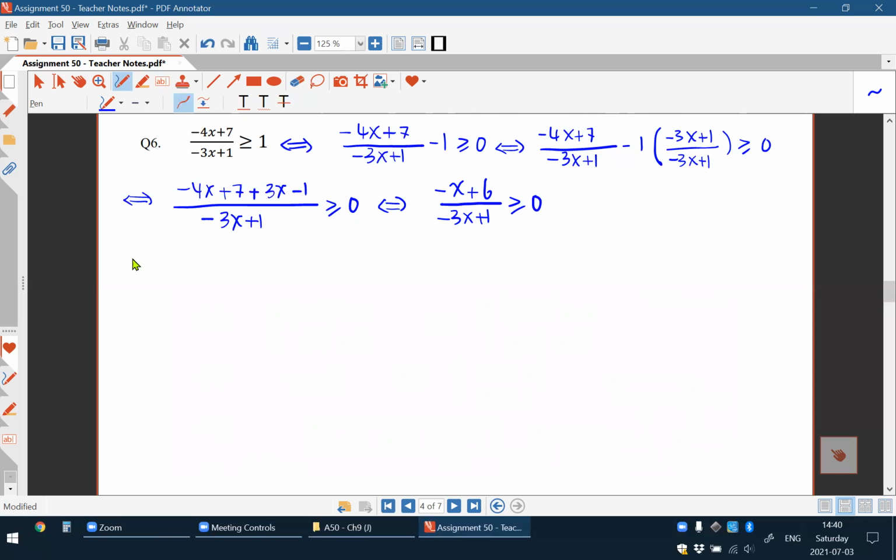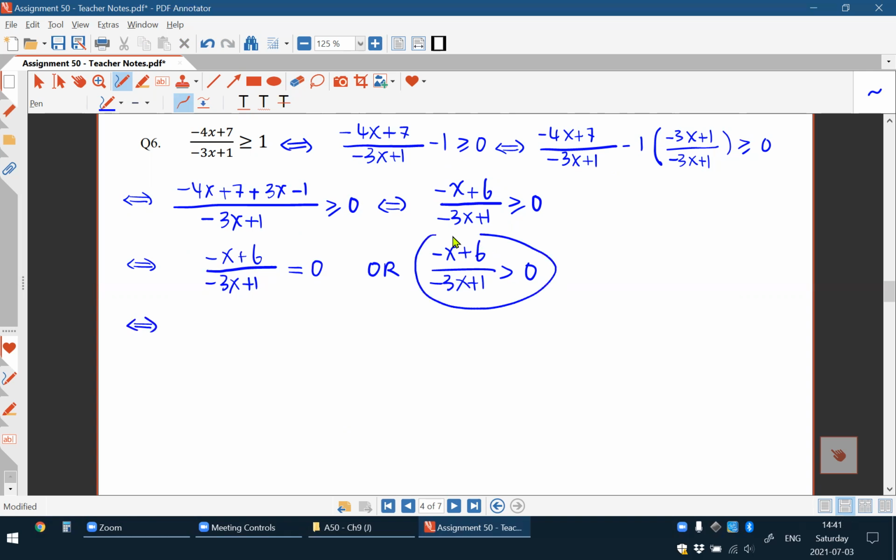Okay, and now we need to detach this question into 3 different questions. Okay, so first of all, this expression here is above 0 or equal to 0. Is equivalent to, okay, first of all, this expression could be 0, right? Or this expression could also be greater than 0, right? So first of all, we detach this problem into an equation and an inequality.